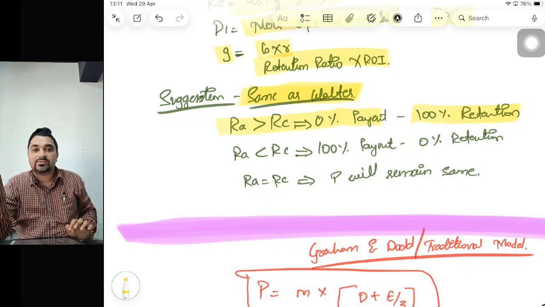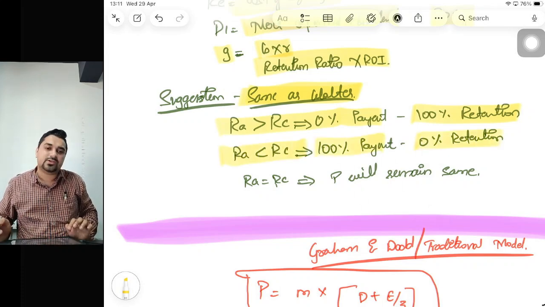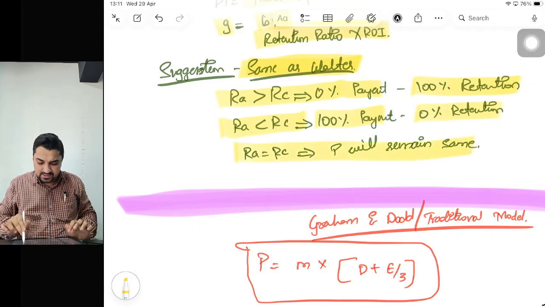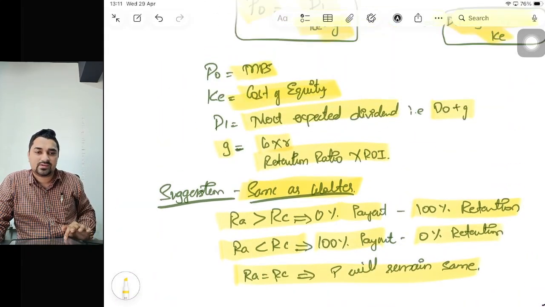In the other case, where the market is earning more and the company is earning less, you have to give 100% dividend. The company should not keep any money. If RA is less than RC, 100% payout, 0% retention. Again, if RA is exactly equal to RC, then P will remain the same. Exactly the similar suggestion given by Walter.